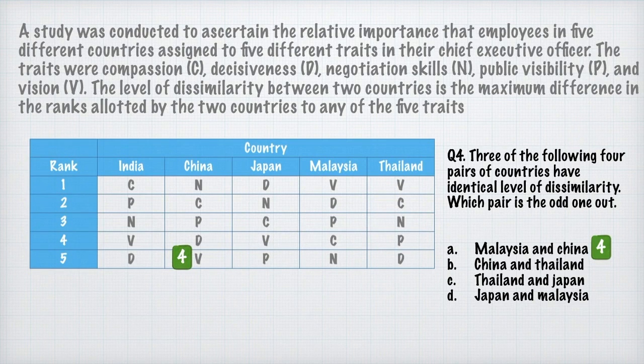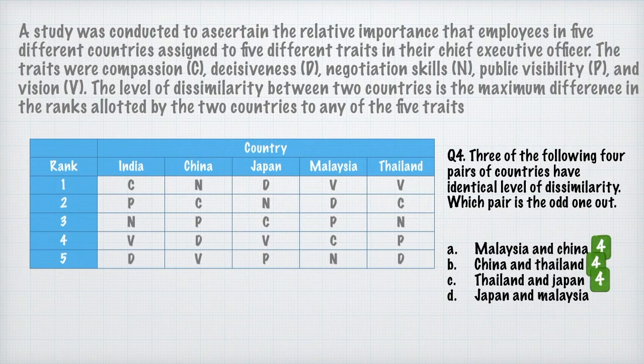If I look at China and Thailand, again trait V, rank 1 by Thailand and rank 5. Straight away the difference is 4. Maximum level of dissimilarity is 4. So China and Thailand, again the level of dissimilarity is 4. Thailand and Japan, again by this time I should be guessing if it's 4 or not. So if I look at Japan, we've already done this actually, D and D, the difference is 4. So Thailand and Japan also the level of dissimilarity is 4.